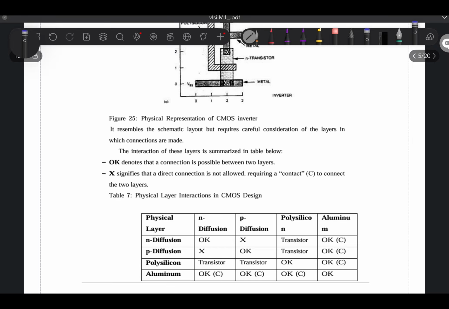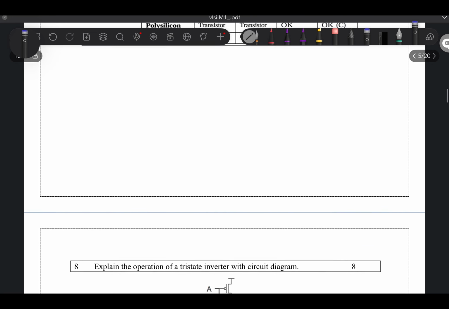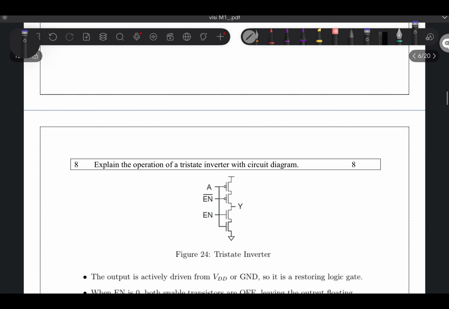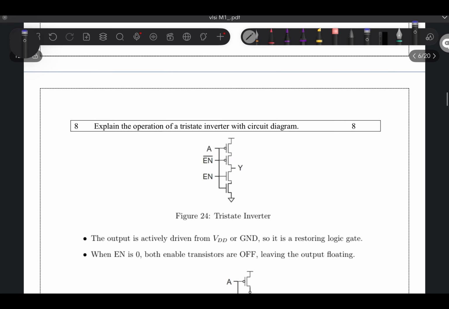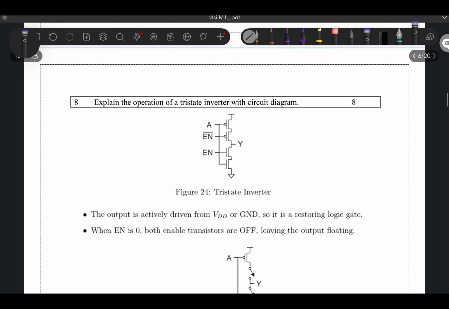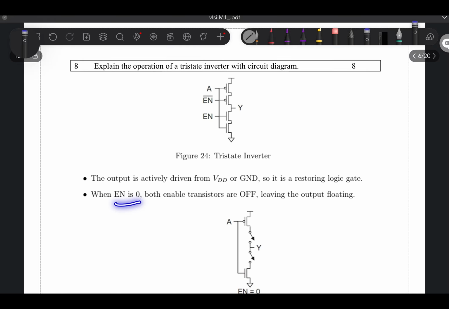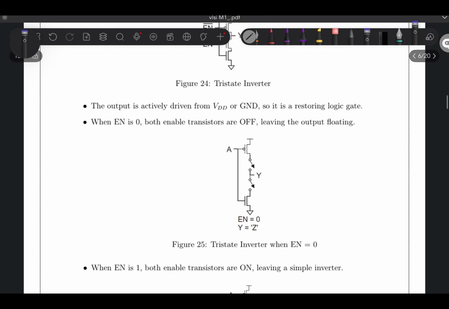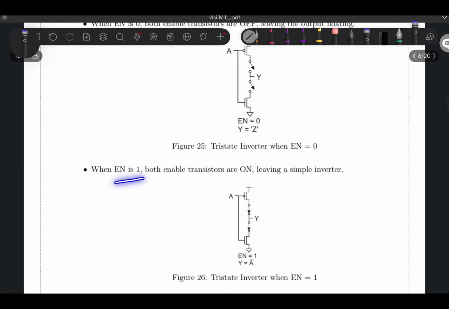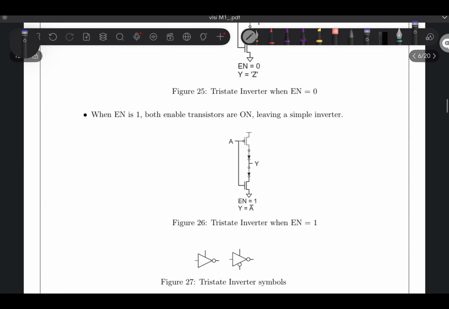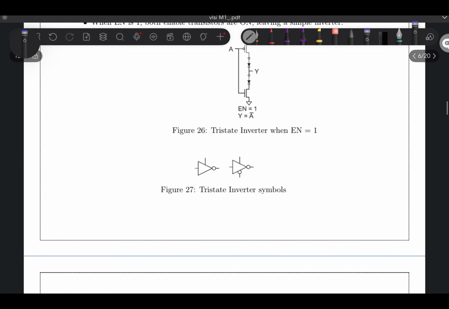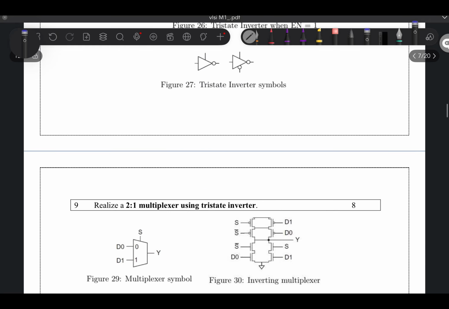And the main important thing is again the table, what the table says. Then comes the tri-state inverter. As I told, the inverter is most important. In tri-state, what is the enable? At enable 0 what happens, at enable 1 what happens. As the subject contains more diagrams, you should focus more on the diagrams rather than theory. And the symbol also sometimes may carry marks and sometimes not.